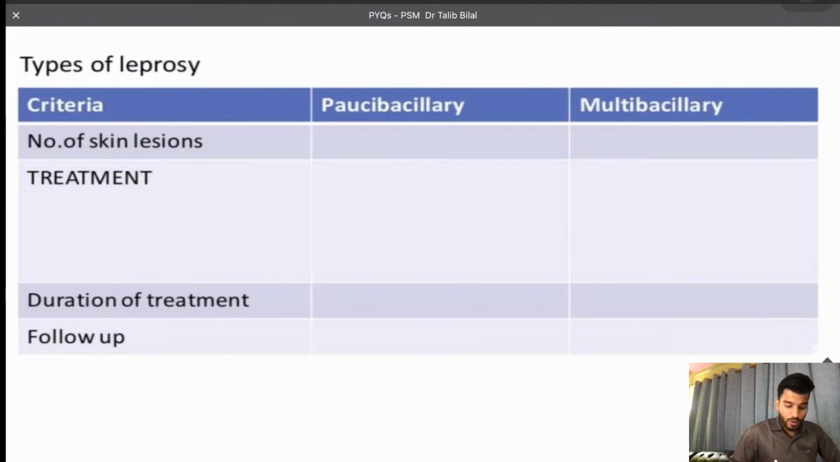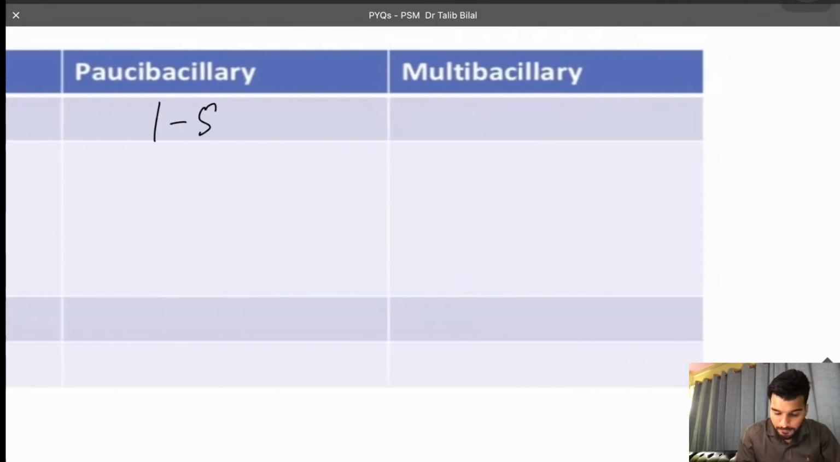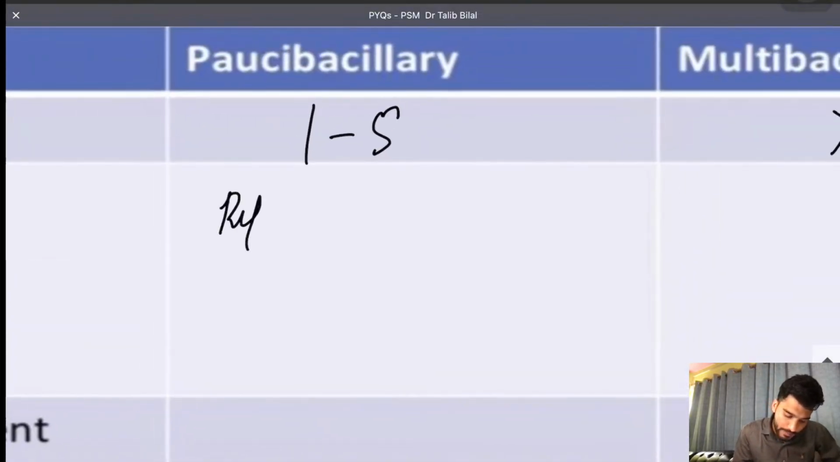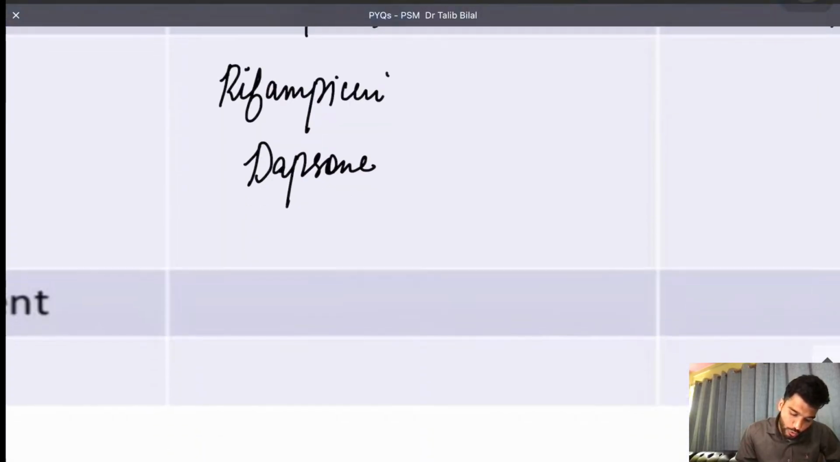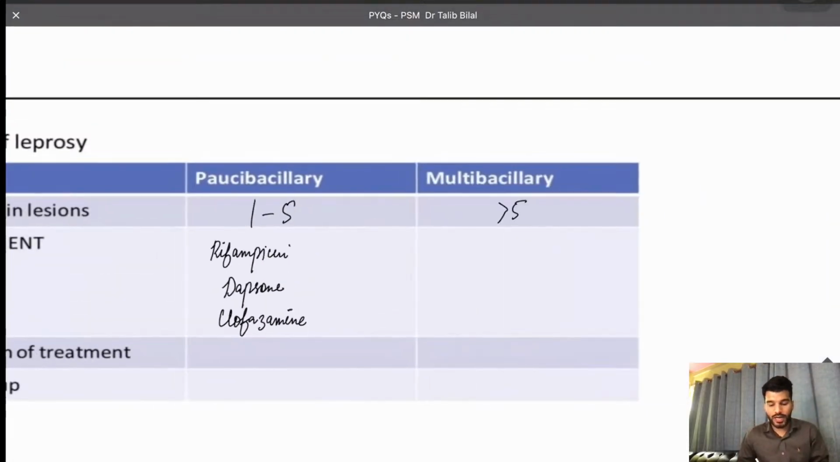Okay, so let's discuss types of leprosy, paucibacillary and multibacillary. If I talk about the number of skin lesions in paucibacillary, guys, we have 1 to 5 lesions. If I talk about multibacillary, guys, we have more than 5 lesions. If I talk about the treatment, we have 3 drugs, guys. What are the 3 drugs for paucibacillary? We have rifampicin, we have dapsone, and we have clofazimine.